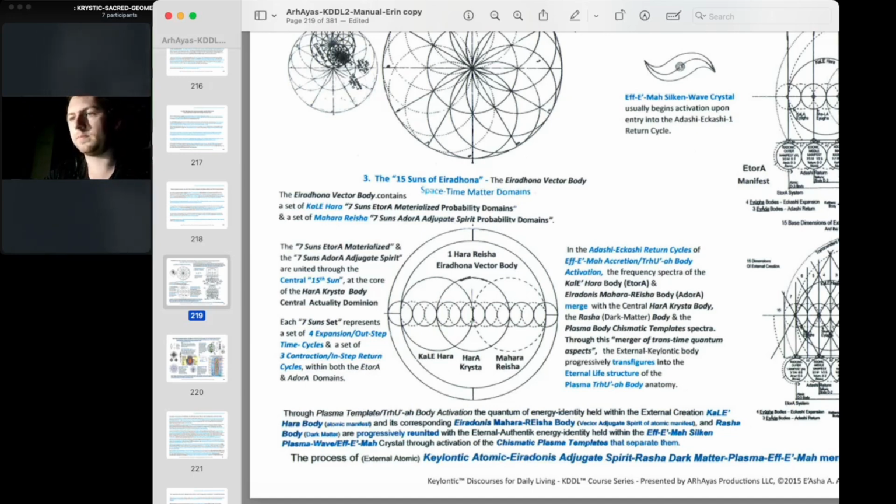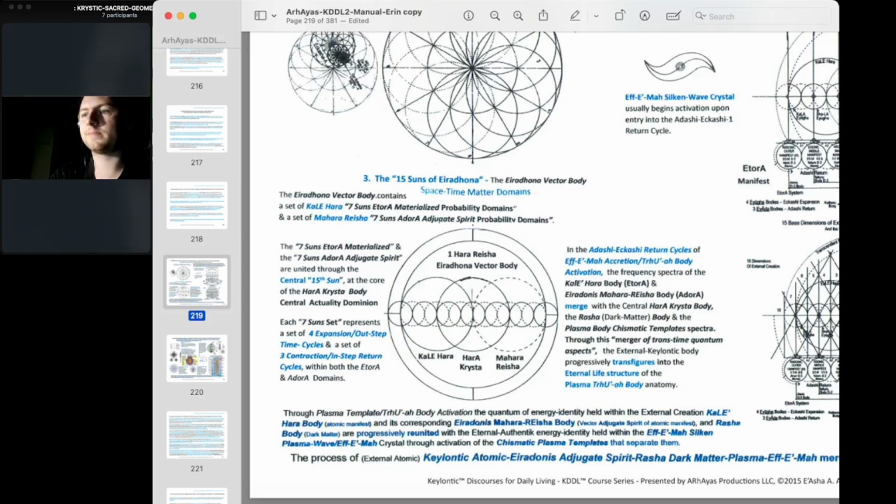And so the 7 and the 7 come together, plus the 1 is the 15, and they unite. And then these 3 come together. They come into the center also. So we're uniting Adore, the Hare Krista body, the Kalihara body and the Mahara Risha body, all coming together, all in the center at the Hare Krista body. One, and that makes what's called one Hara Risha Iridana vector body.